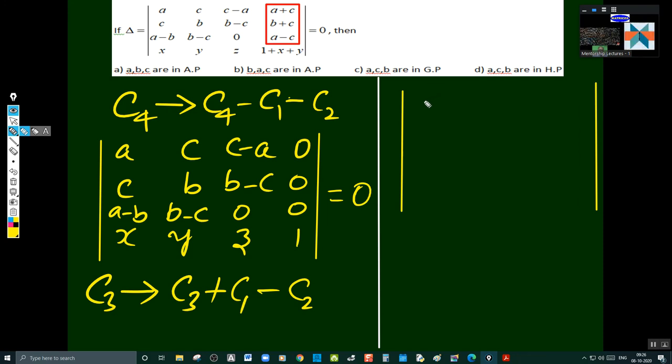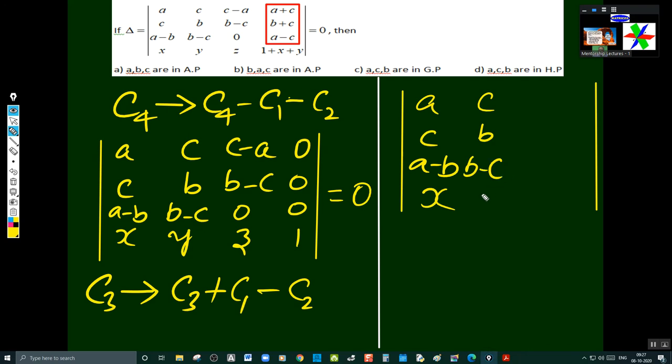So what is it that you get? A, C, A minus B, X remains the same. C, B, and B minus C, Y remains the same. Now C minus A plus A minus C, 0. Good. Similarly, B minus C plus C minus B, 0. You're getting more zeros here now.